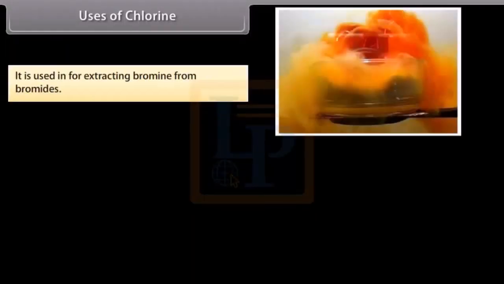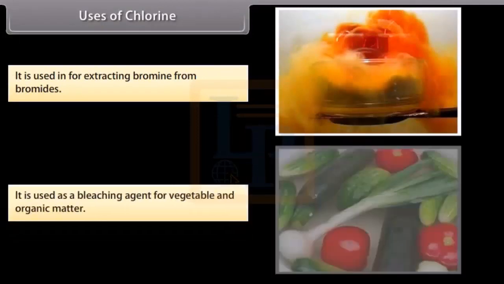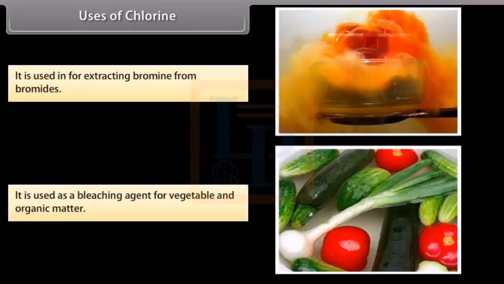It is used for extracting bromine from bromides. It is used as a bleaching agent for vegetable and organic matter.